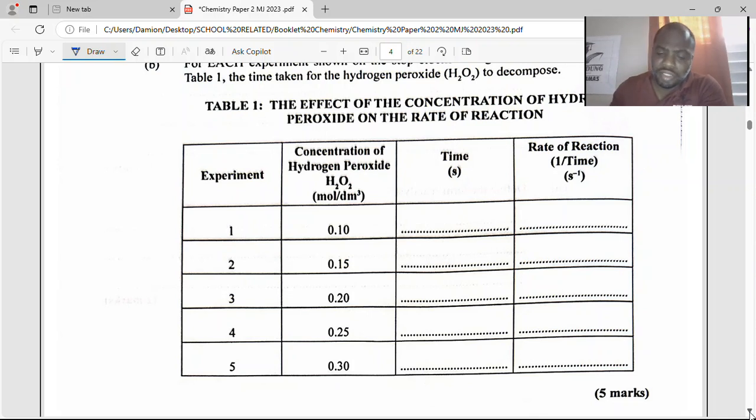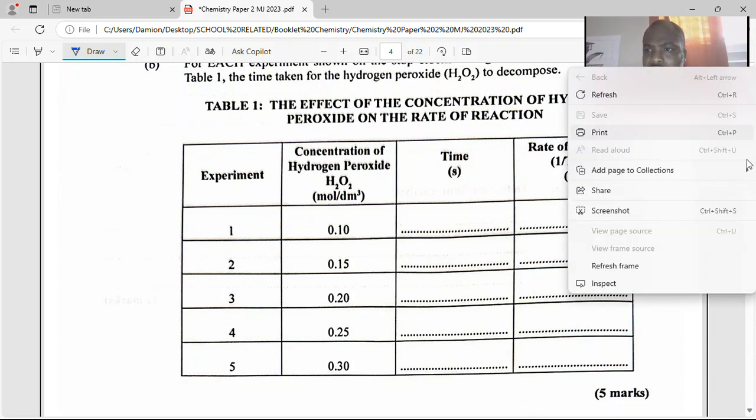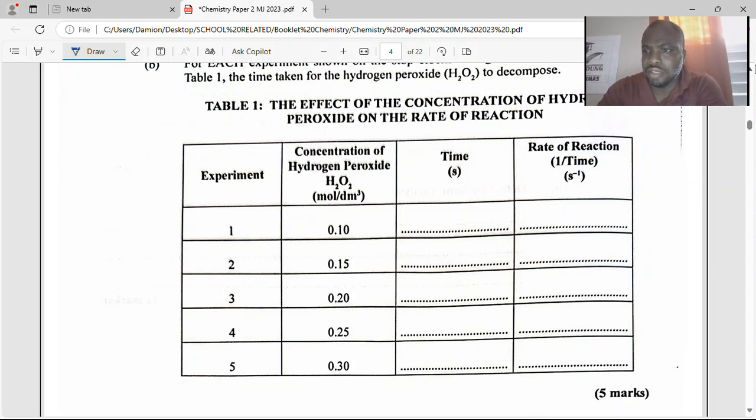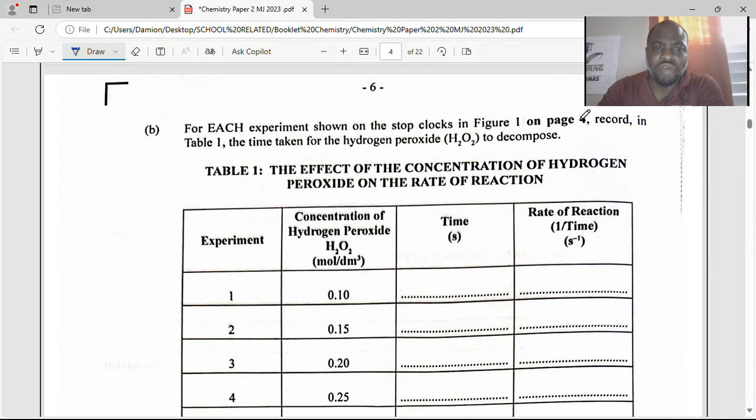Concentration, we have this table. Let me go back. So for each of the experiments shown on the stop clocks in figure 1 on page 4, record in table 1 the time taken for the hydrogen peroxide to decompose. And we said that hydrogen peroxide decomposes into what? What does the hydrogen peroxide break down into?